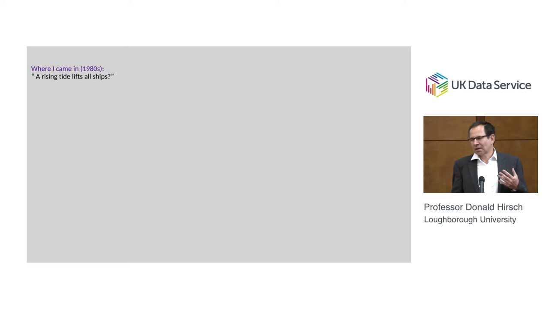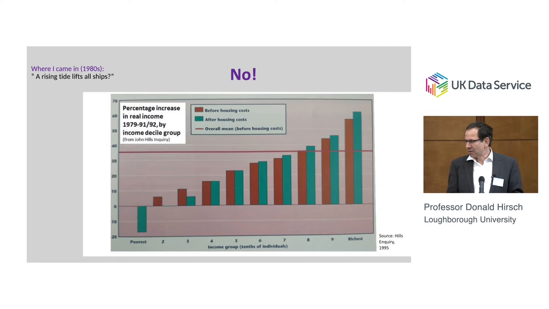So the first thing I'm going to show you is what I think is possibly the most influential graph on this subject in my working life. This graph came from a commission from the late great John Hills, who sadly died a couple of years ago, who in the mid-90s ran an inquiry to look at what really had happened during the 1980s and the early 90s, when we had eventually some pretty healthy growth.